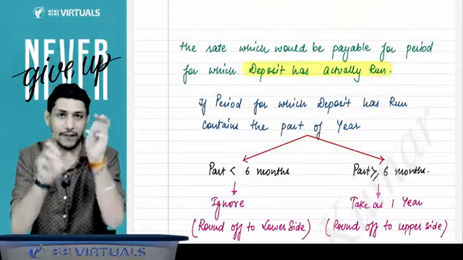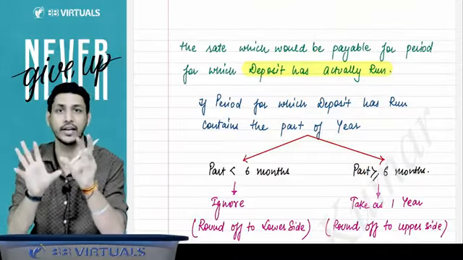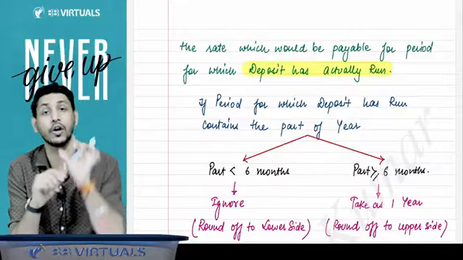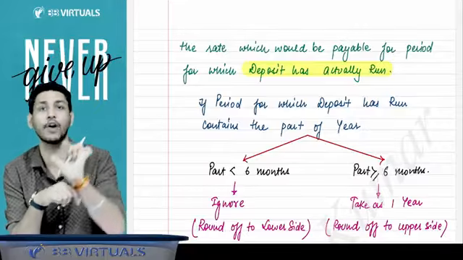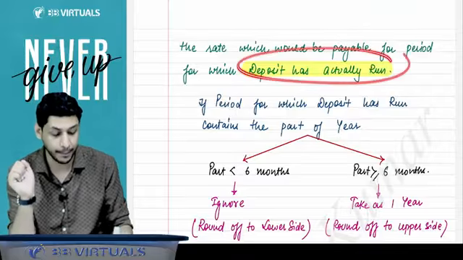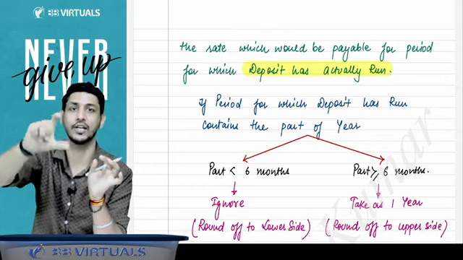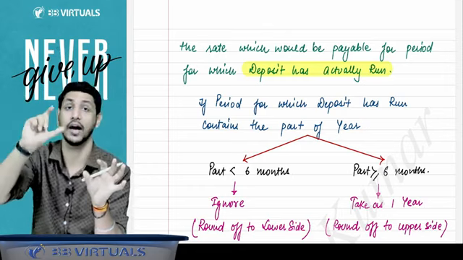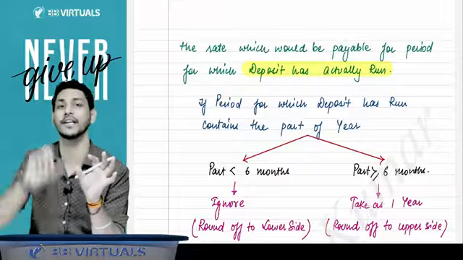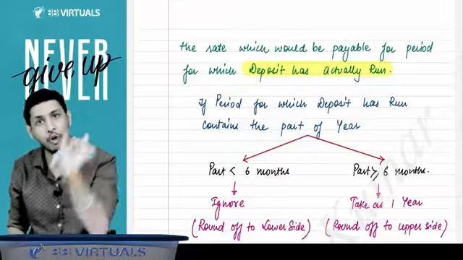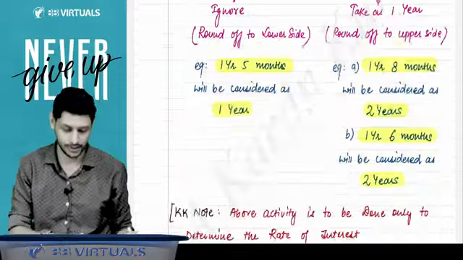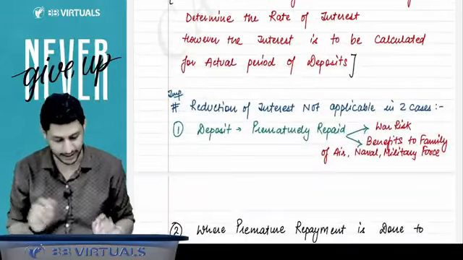Whatever this 6 months fraction treatment you are doing, this is only for ascertaining the rate of interest. The interest will be paid for the actual period. Got it? The 6 month calculation that you are doing is only for the ascertainment of the rate of interest, which rate will be applicable. Out of that we will deduct 1%. Okay, sir. This is given here only.